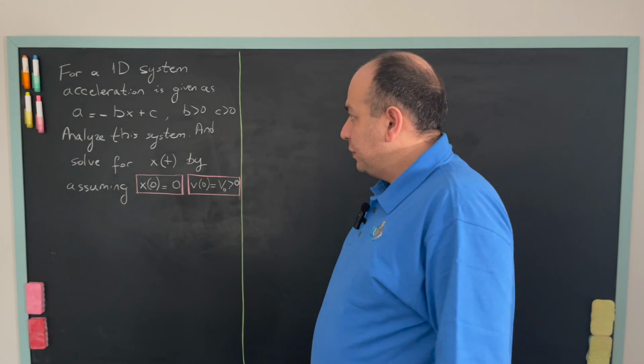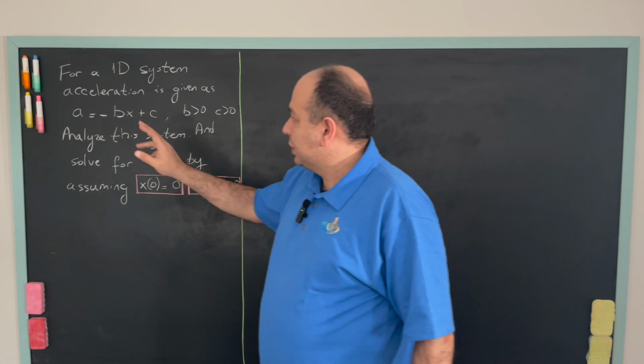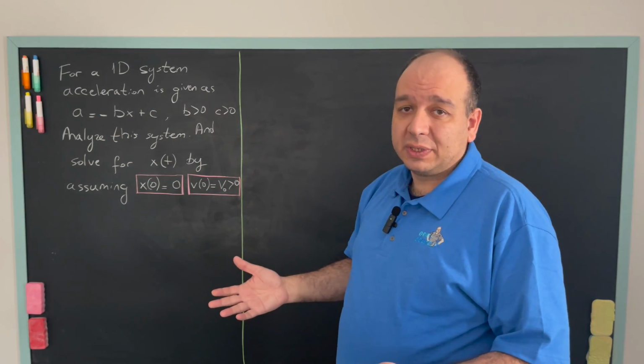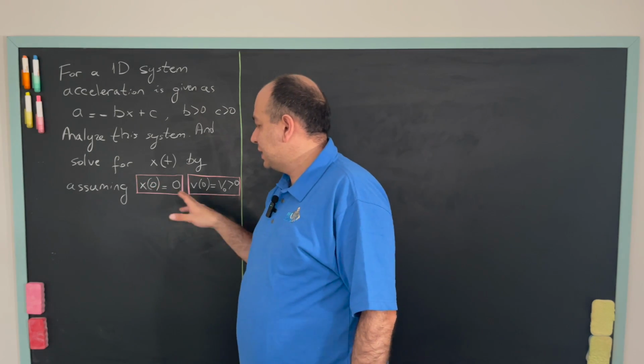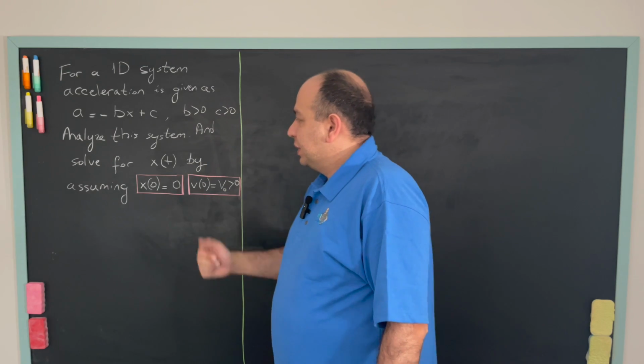Another thing that we need to note here, I dropped the subscripts x. So in other words, when I say acceleration, I really mean the x component of the acceleration. When I say velocity, I mean the x component of the velocity. So I just wanted to clear that.